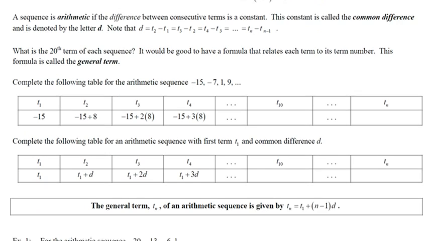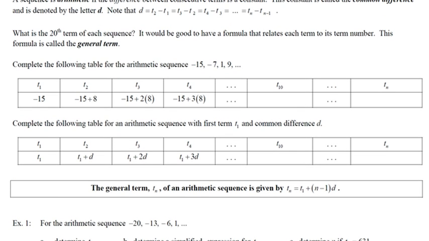So let's complete the following table for the sequence negative 15, negative 7, 1, 9. So we have negative 15 plus 8. Then we add 2 times 8. We add 3 times 8. For T10, how many 8s are we going to add? 9 eights, right? 9 times 8.